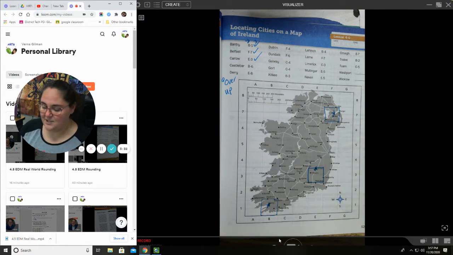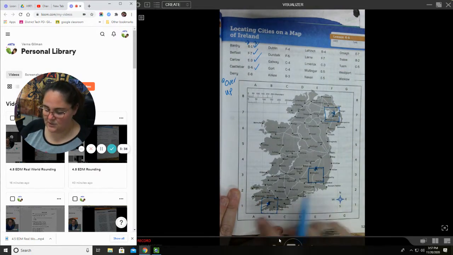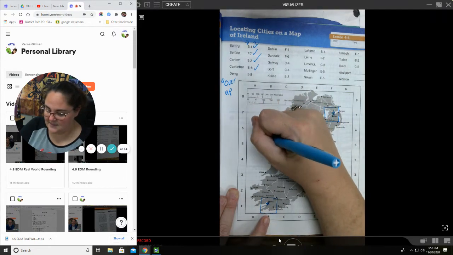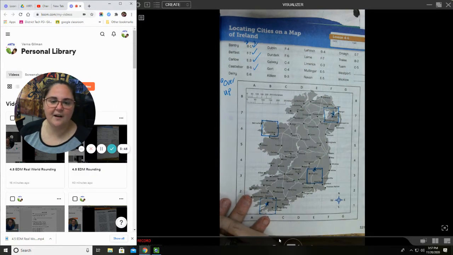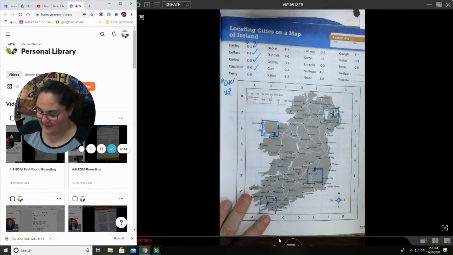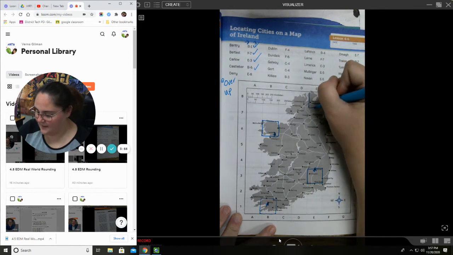All right, let's try to find the next one. Castlebar, it's at B6. So over B, up 6, it's in this box here. See if you can find it and put a star. Done. Derry is at E8. So over E, up 8. It's going to be in this box here.